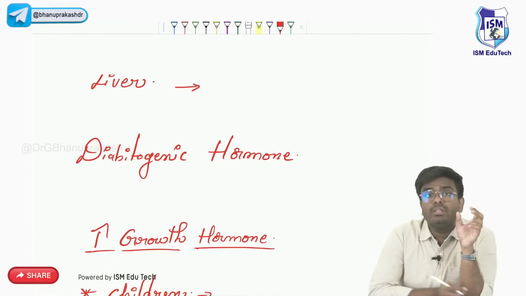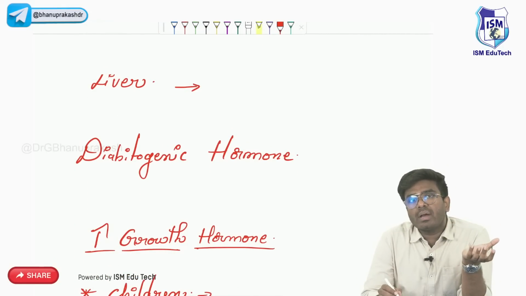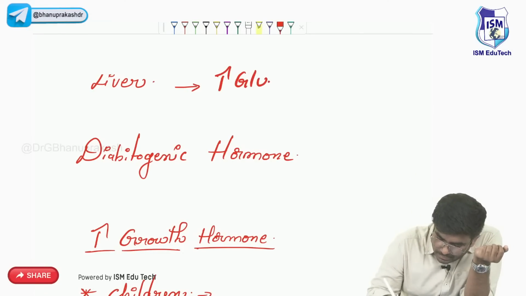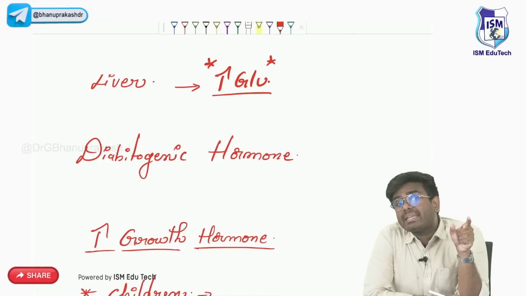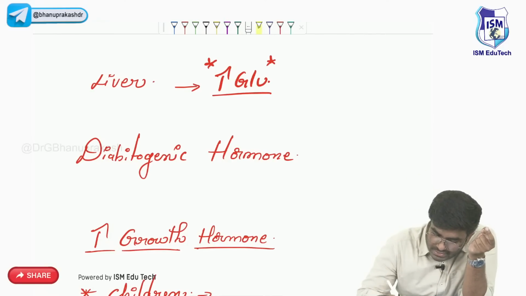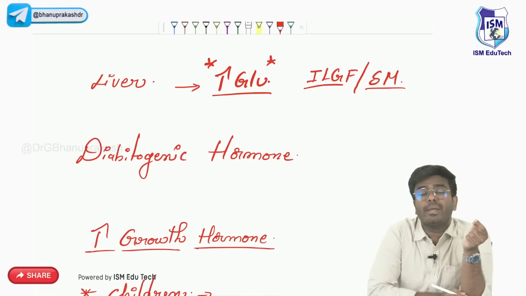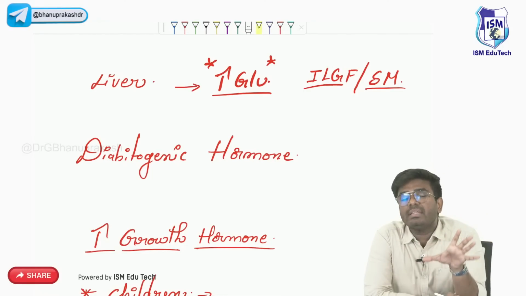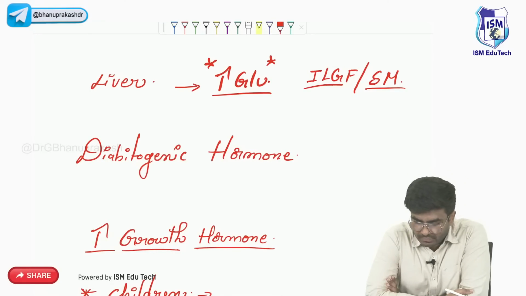Now, on the liver, if growth hormone is acting on the liver, what happens? Very important point. By the process of glycogenolysis, blood glucose levels will be elevated. Don't forget, very, very important point. And also remember, growth hormone, when acting on the liver, is going to produce substances like insulin-like growth factor or somatomedins. Whenever growth hormone is acting on the liver, it will be converted into insulin-like growth factor or somatomedins, and these also help in the growth of the body.